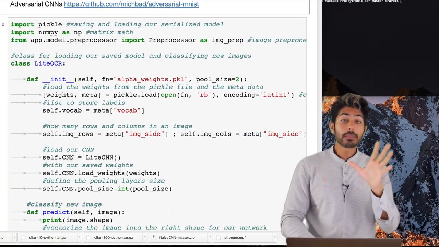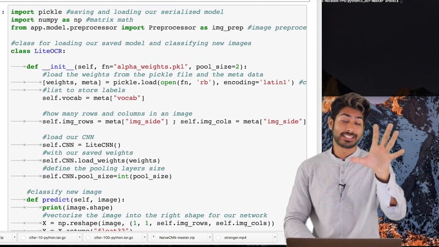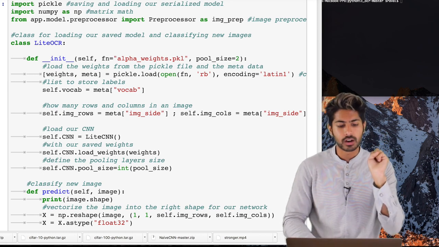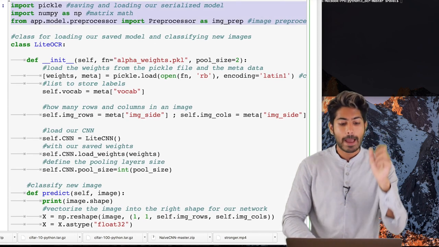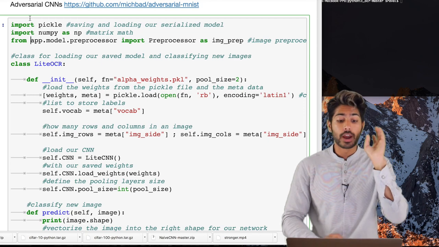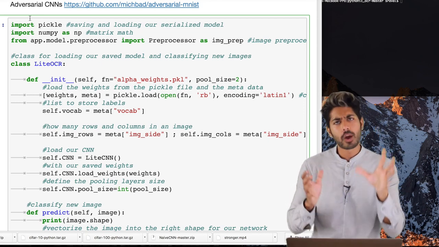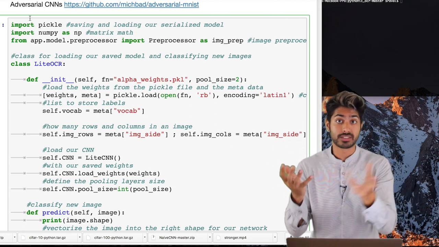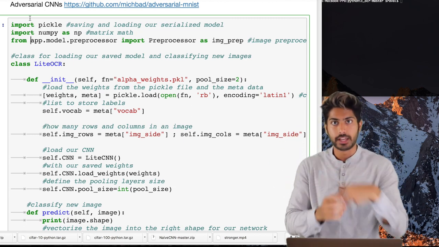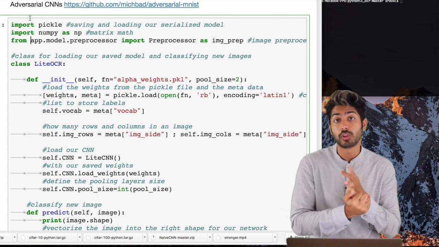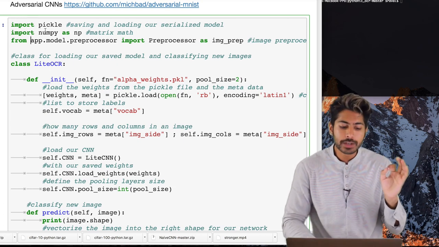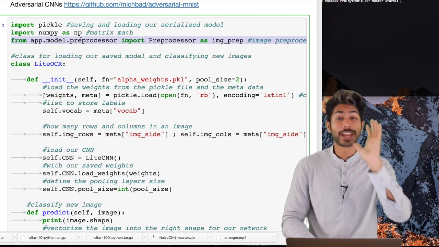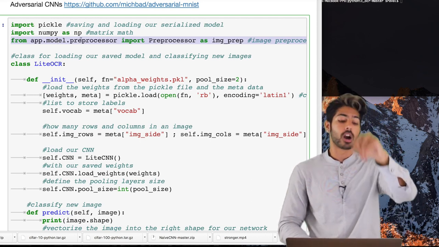And so what I'm going to do is look at the class for the convolutional network in NumPy, as well as the prediction class. There are two classes here. Okay, so these are our three imports. Pickle is for saving and loading our serialized model. What do I mean? Pickle is Python's way of saving data so you can load it up later. TensorFlow uses it, a bunch of other libraries use it as well. NumPy is for matrix math, and we've got our own little custom class for pre-processing the data because we don't care about that part. We care about the machine learning part, okay?